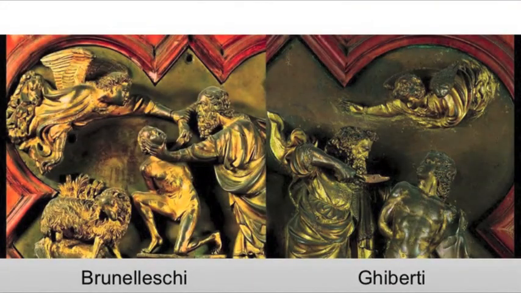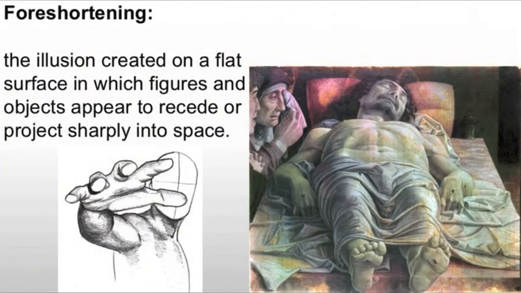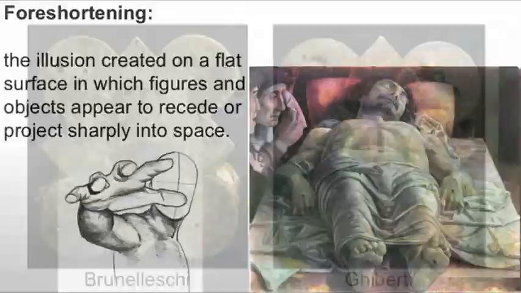Now, there are a couple other things I want to point out. Look at the angel in each one. Brunelleschi's angel comes in, and the angel is in profile, just sort of moving in from the left, whereas Ghiberti seems to be moving in from the background towards us. Now, that movement from the background towards us is known as foreshortening. This is the illusion created on a flat surface in which figures and objects appear to recede or project sharply into space.